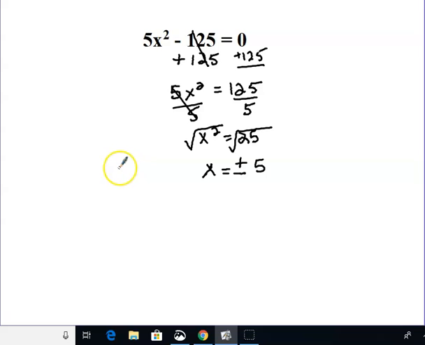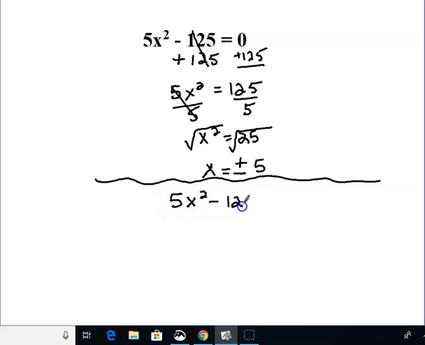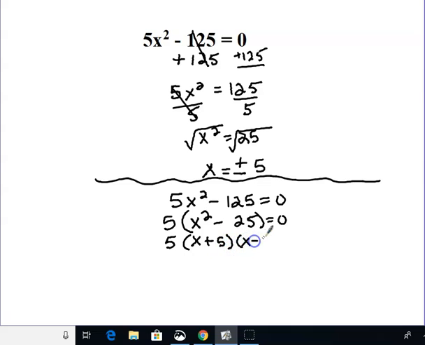Another way of solving this problem is to factor. Find what's in common with your terms. A 5 is in common, so divide a 5 out. Then notice that x squared minus 25 is a difference of squares, which can be factored as x plus 5, x minus 5.